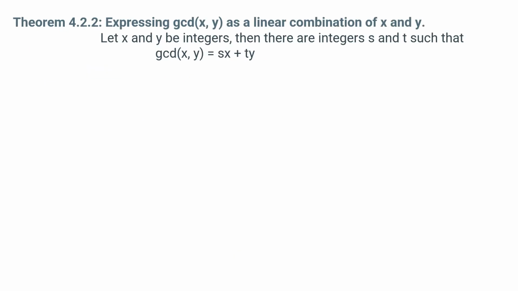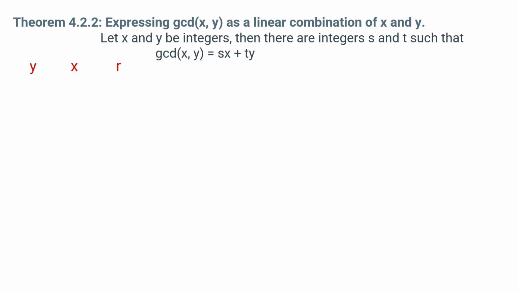The next theorem says that we can always express the GCD of two numbers as a linear combination of those two numbers. It says let x and y be integers, then there are integers s and t such that the GCD of x and y equals sx plus ty. Okay, so given any two numbers, the GCD can be written as a linear combination of those two numbers.